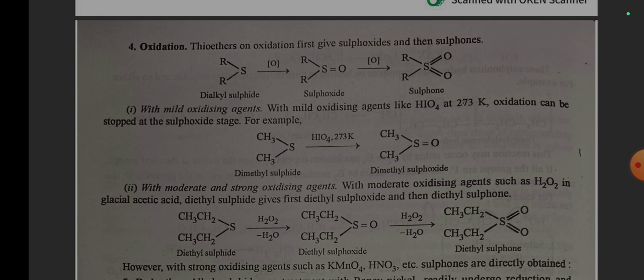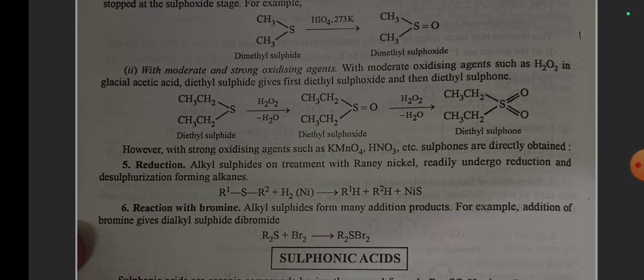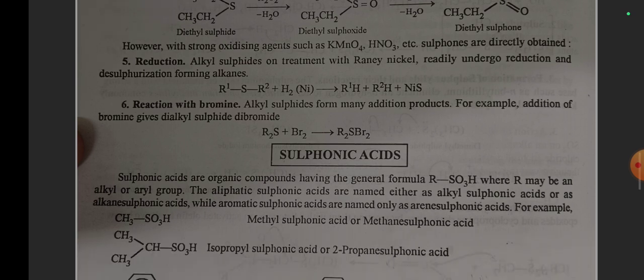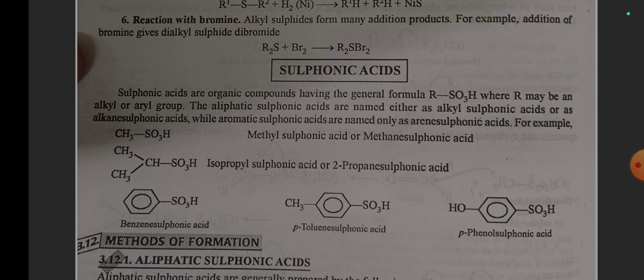4. Oxidation. Thioethers on oxidation first give sulfoxides and then sulfones. With mild oxidizing agent like HIO4 at 273 Kelvin, oxidation can be stopped at the sulfoxide stage. With moderate and strong oxidizing agents, such as H2O2 in glacial acetic acid, diethyl sulfide gives first diethyl sulfoxide and then diethyl sulfone. 5. Reduction. Alkyl sulfides, on treatment with Raney nickel, readily undergo reduction via desulfurization, forming alkanes. 6. Reaction with bromine. Alkyl sulfides form addition products. For example, the addition of bromine gives dialkyl sulfide dibromide.